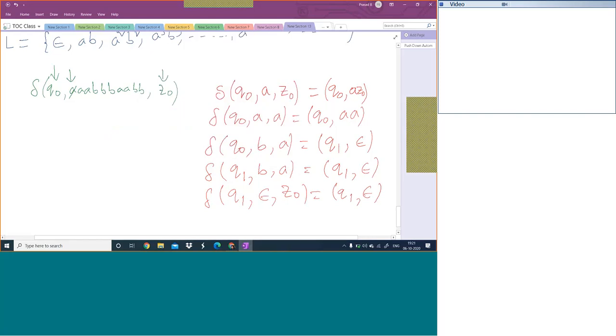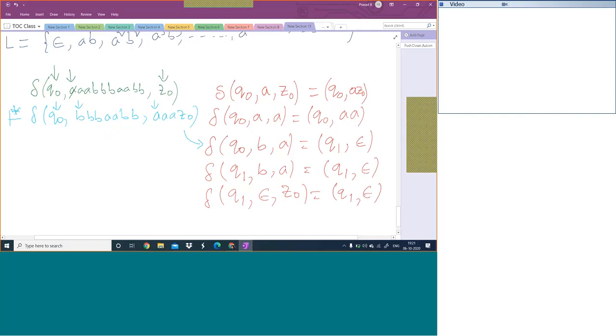Here Q0, A, Z0. So after a few steps, after 3 steps, 3 A's will be pushed. Now Q0, B, A, this is matching with this situation.